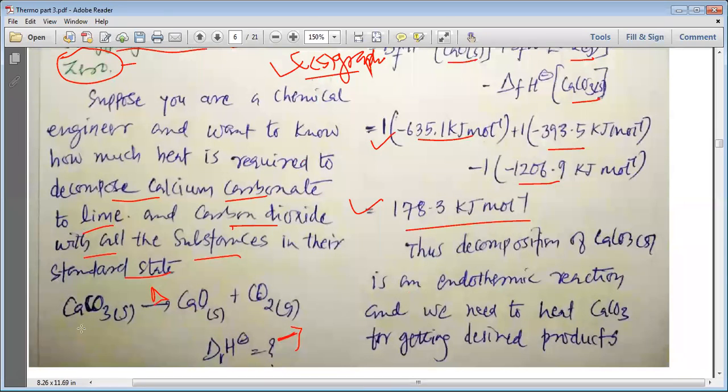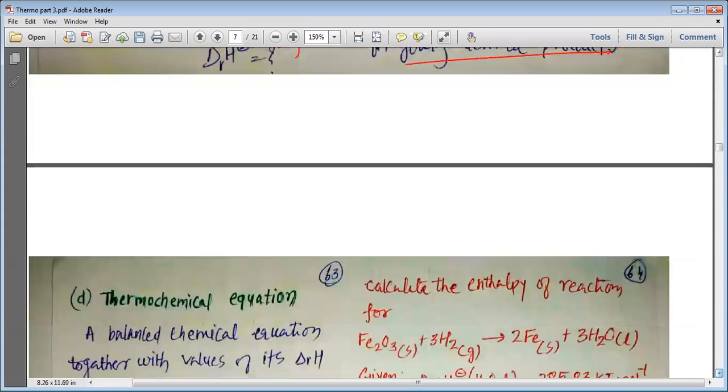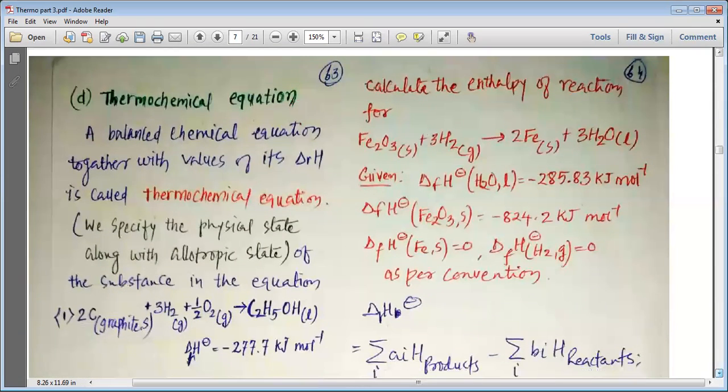So this much energy should be provided to the calcium carbonate so that 1 mole of calcium carbonate can be decomposed. Depending upon the mass of the calcium carbonate that I take, I can determine what amount of energy I need to provide so that I can decompose all the calcium carbonate that I have. Thus, decomposition of calcium carbonate solid is an endothermic reaction because it requires energy, and we need to heat calcium carbonate for getting the desired products. This is how, my dear students, with the help of the calculation, we can use the enthalpy of formation.